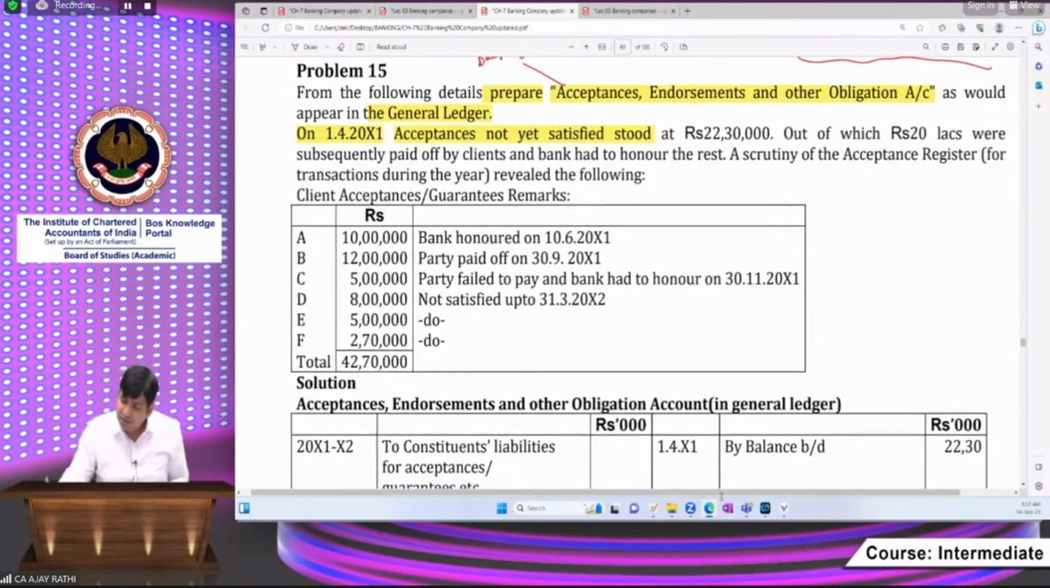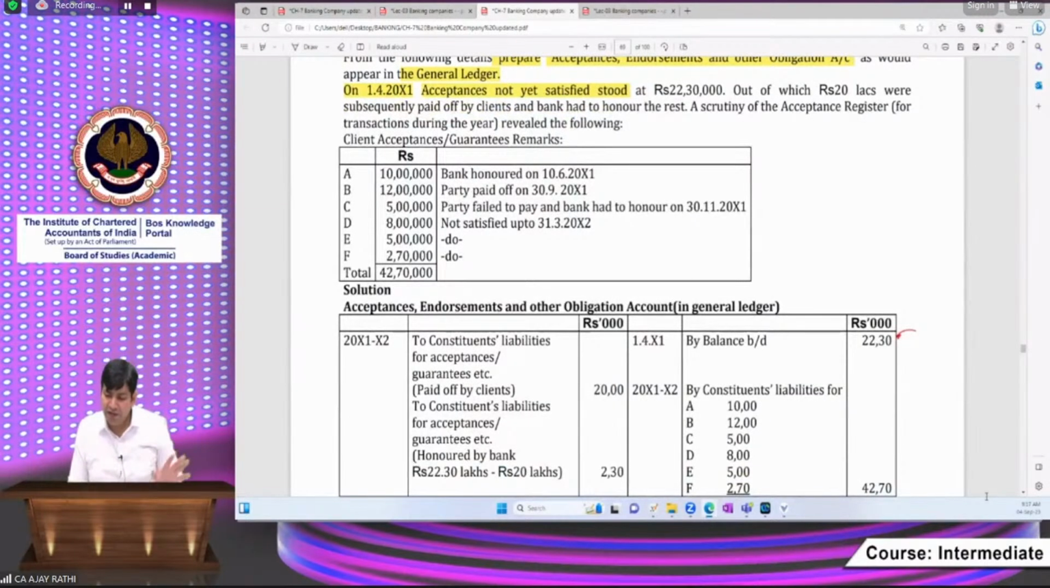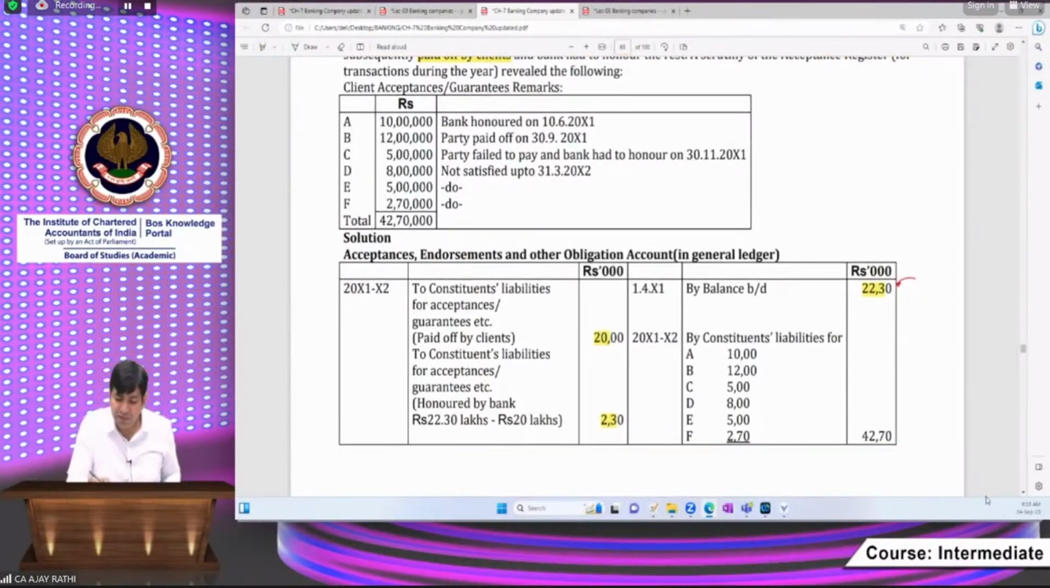Okay, beta. See, the bank is saying that in the starting, I was having 30 lakh rupees of acceptance which I have given, not yet satisfied. Out of such, 20 lakh were paid off by the client. Out of such, the bank has to pay how much is remaining. So 20 lakh has been settled by the customer. And what about the rest? That has to be paid by the bank itself. That is 2,30,000.